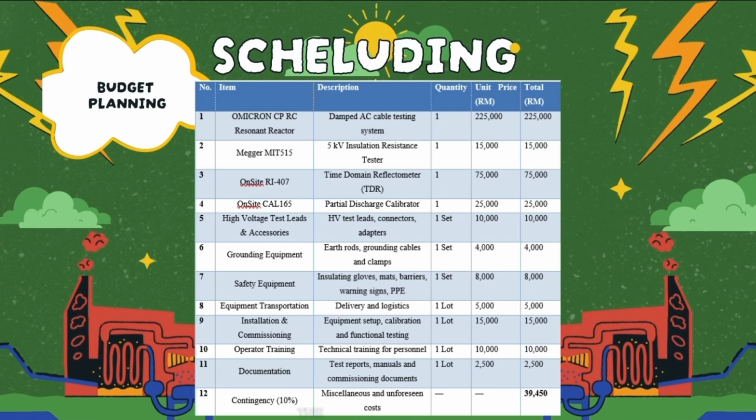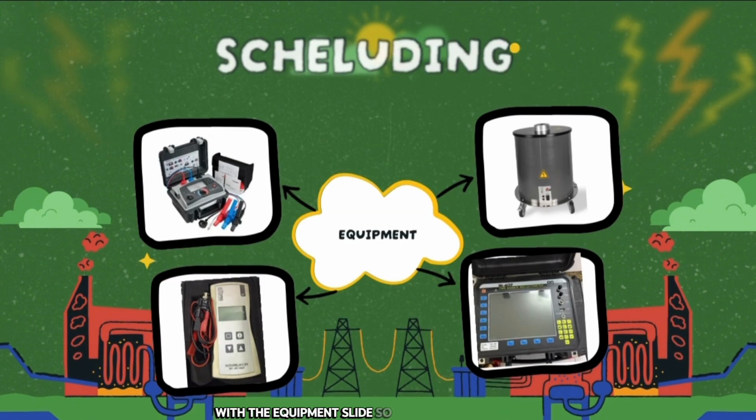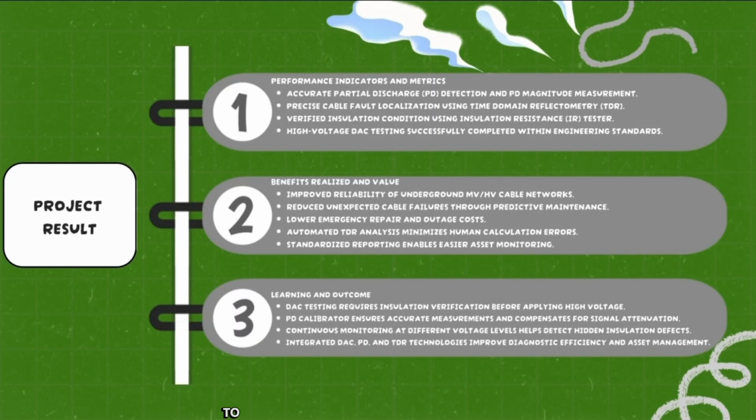Okay, as you can see, this is the budget planning that I told you about from the equipment slide. We're moving next to the project result. The implementation of the SCDLS yielded remarkable operational insight. We achieved pinpoint accurate PD magnitude measurement, precise cable fault mapping via our automated TDR, and validated insulation condition before high voltage was ever introduced.